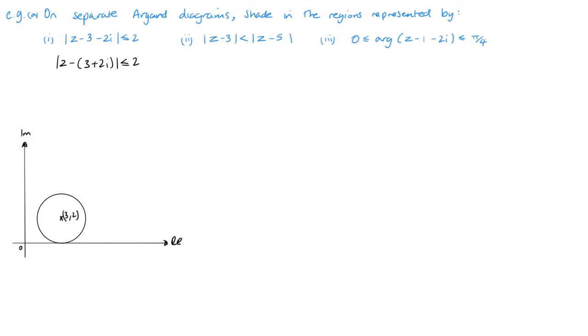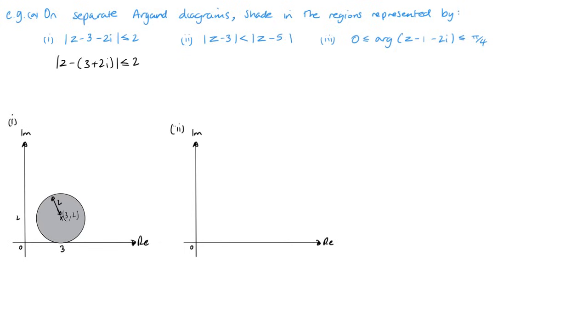And of course there's a circle with radius 2 from the 2 up here. So this is my diagram. This will be 2, and there's the 3. And when I'm shading it, I'm going to be shading the inside. Okay, and that's shaded the inside.